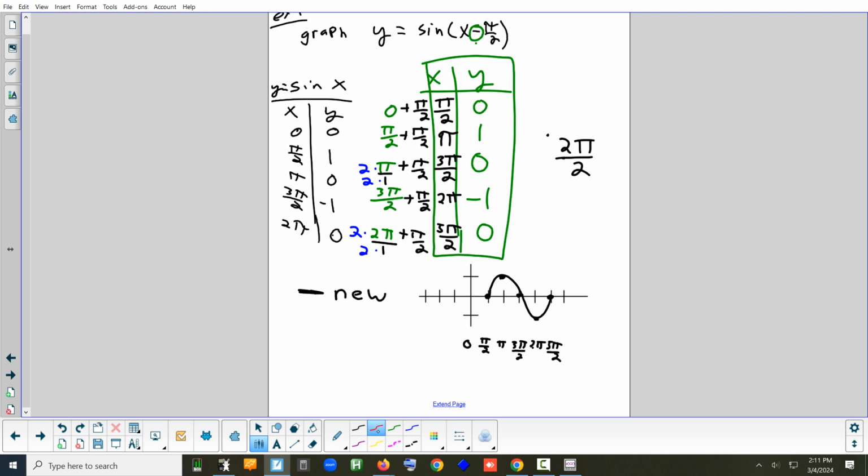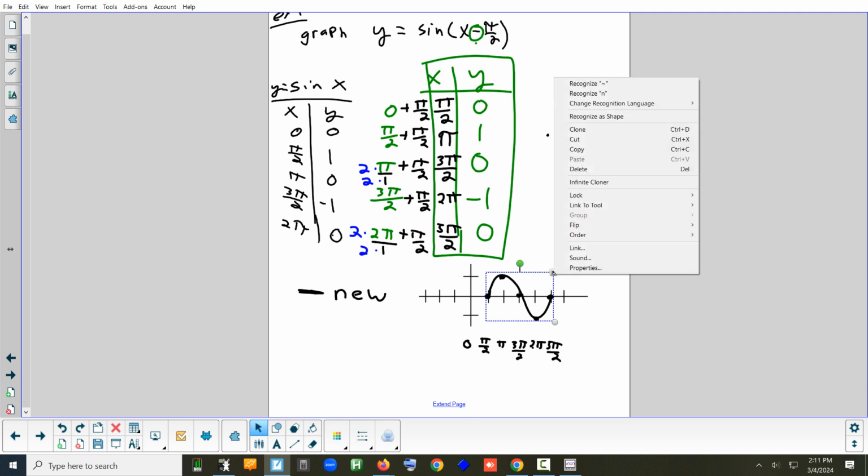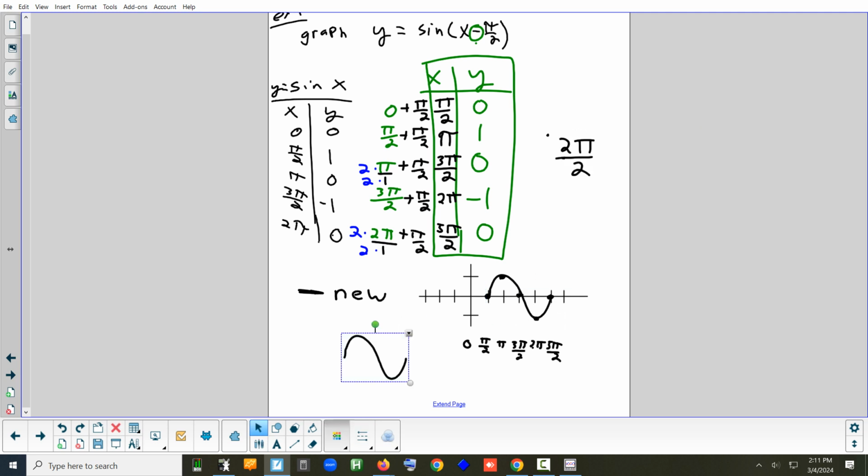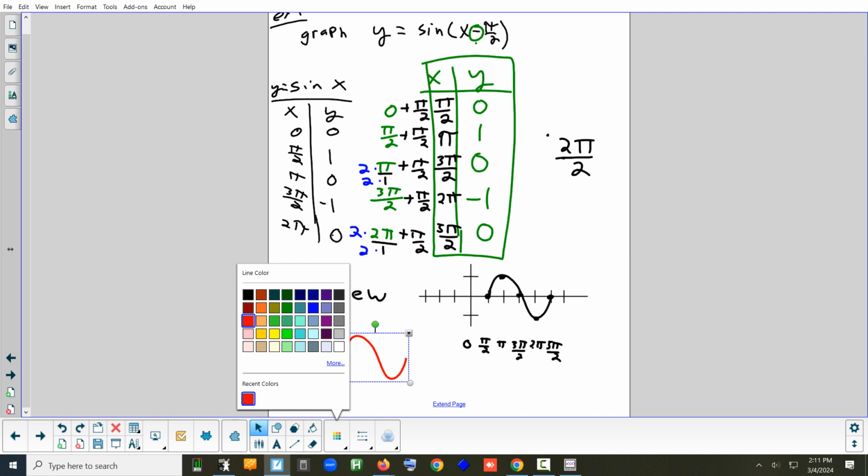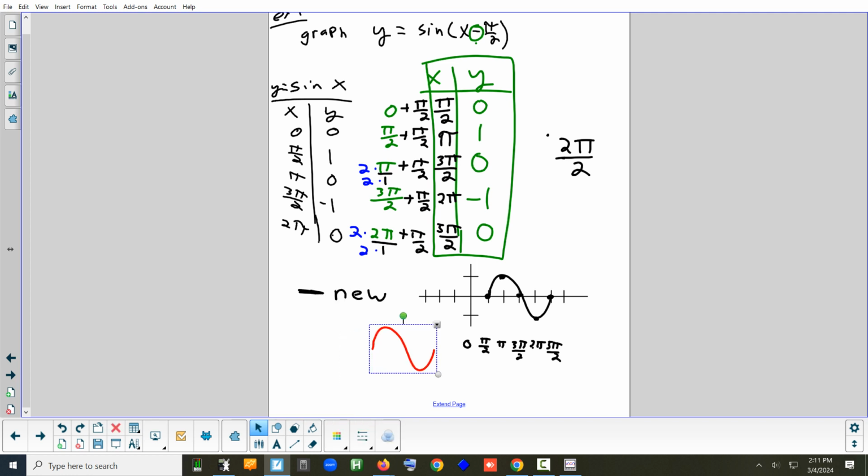Okay, the original graph would have looked something like this. Let's make a copy of that. I'll make it red. Would have looked just like that. You don't have to draw the original. I'm just showing it to you so you can see the difference. So this has been shifted to the right, exactly 90 degrees.